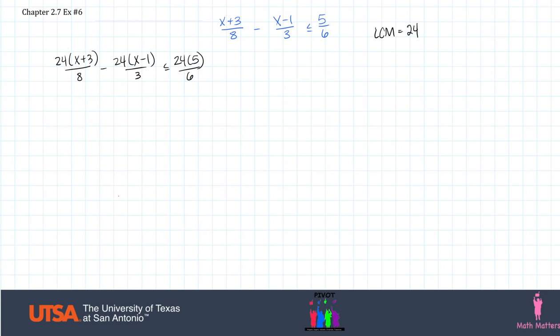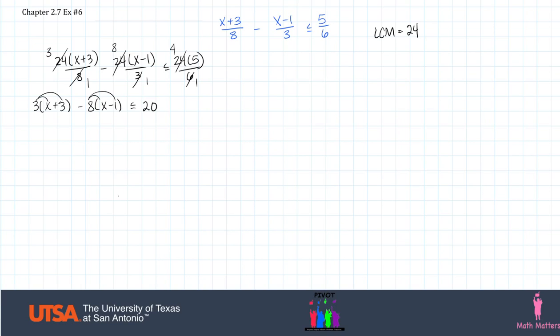So 24 over 8 is going to reduce to 3 over 1. 24 over 3 reduces to 8 over 1, and then 24 over 6 is 4 over 1. So then this entire inequality just becomes 3 times x plus 3 minus 8 times x minus 1 less than or equal to 4 times 5, which is just 20. And then from here we can distribute.